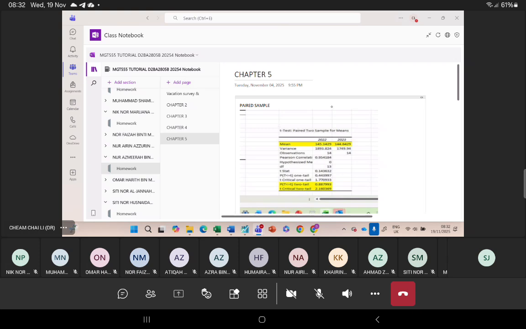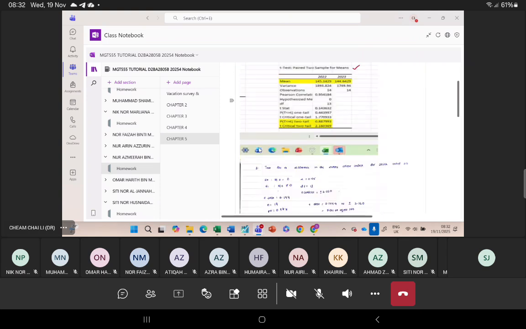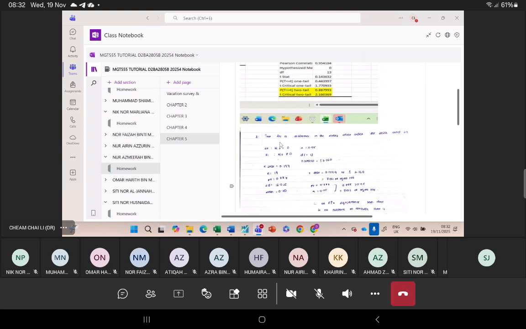You need to use paired t-test. As I mentioned before, the crime rate, although in different years, they are from the same location, right? The question is to test for a difference in the mean crime index for 2022 and 2023.